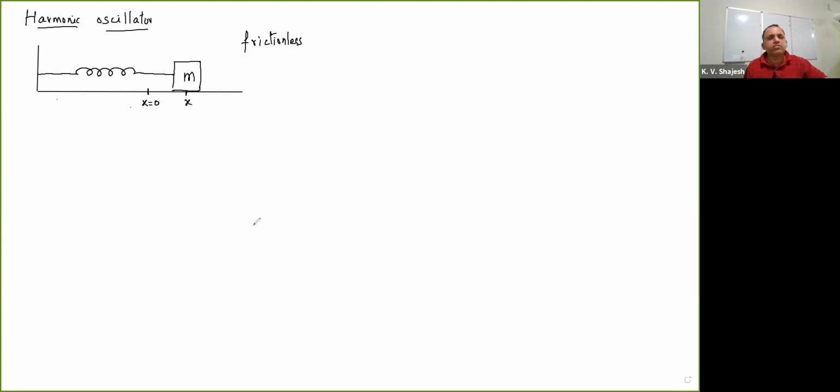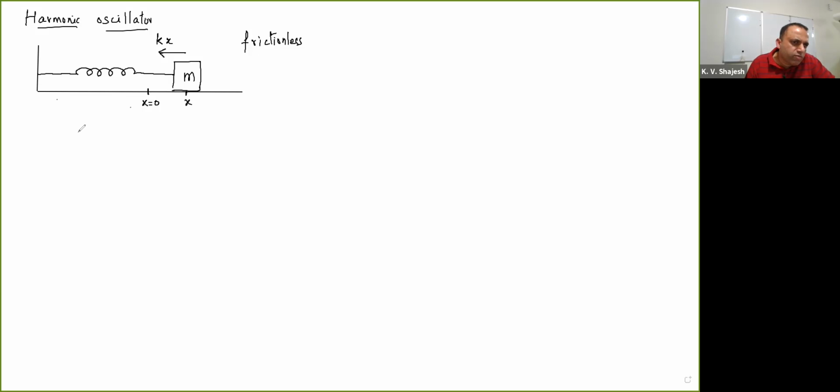So you stretch the spring by an amount x, and we know that if it's a simple spring, there will be an elastic force against the stretch, and that's dependent on the stretch x itself, and it's in the opposite direction. That will be shown by a negative sign in our equation. k is the spring constant.